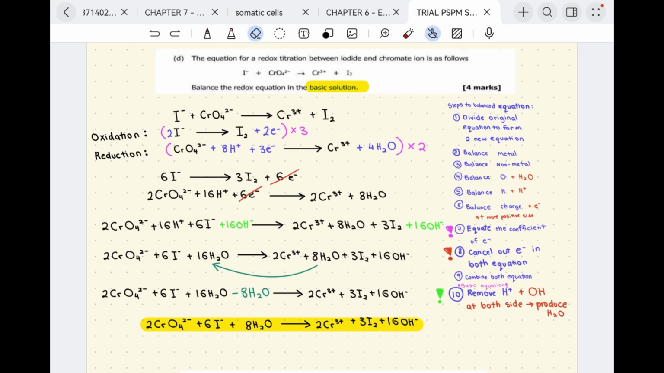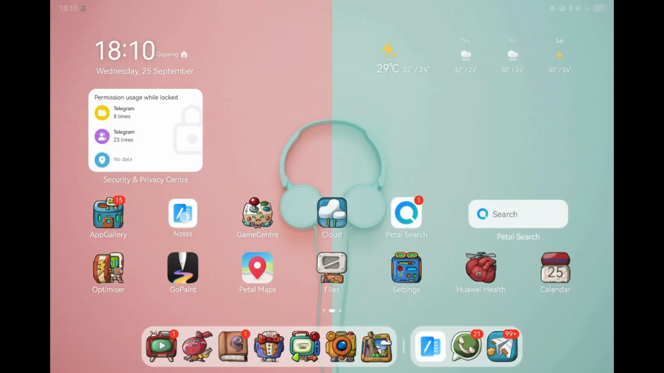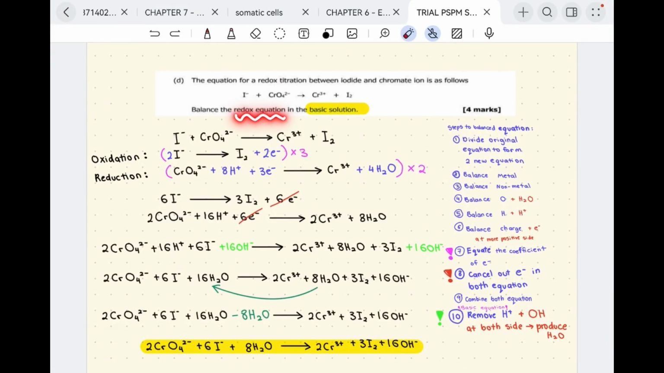So for the next question, it says that the equation for a redox titration between iodide and chromate ion is as follows: I minus plus CrO4 2 minus forms Cr3 plus and I2. Balance the redox equation in the basic solution. The question says that this is a redox.